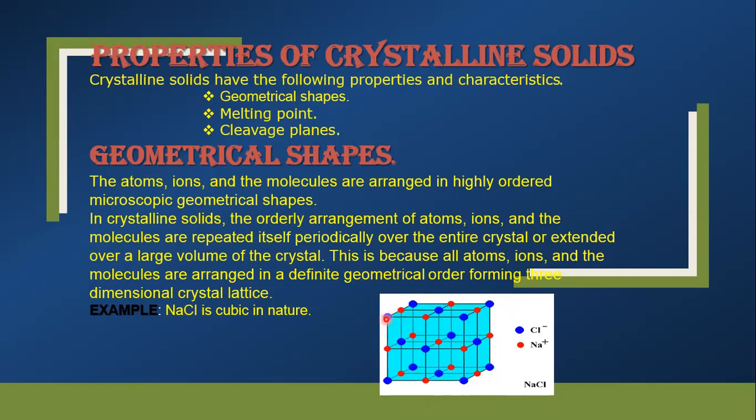And here you can see that one unit is repeating multiple times, and it has a large range order of atoms, molecules. NaCl is cubic in nature. This structure is known as cubic.